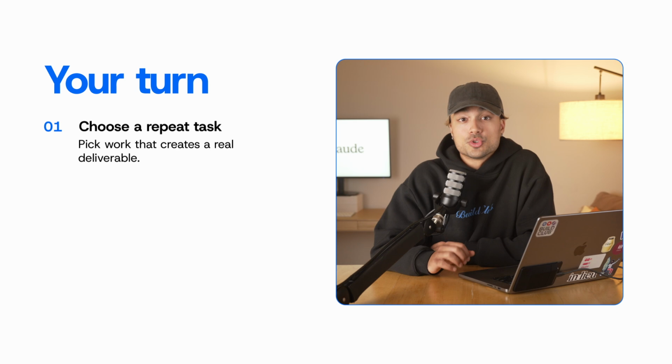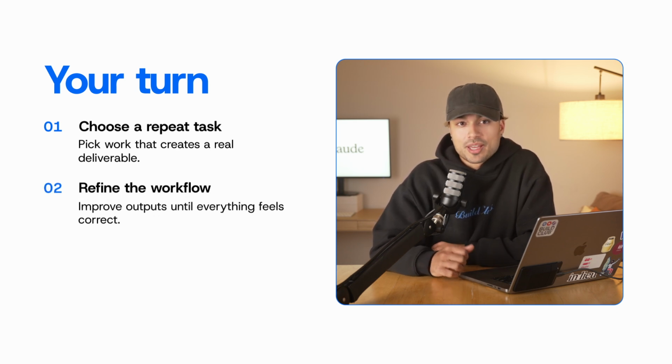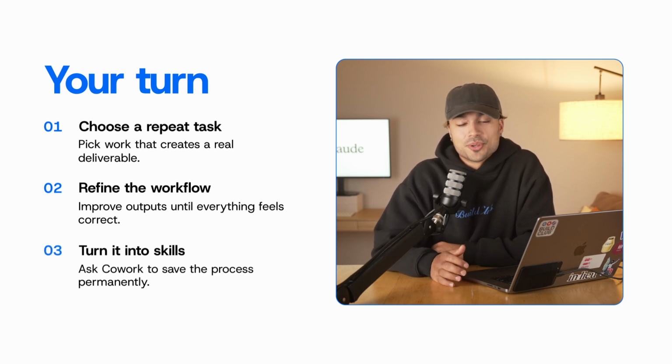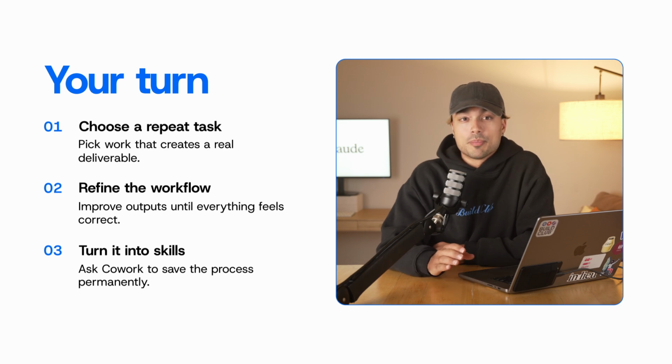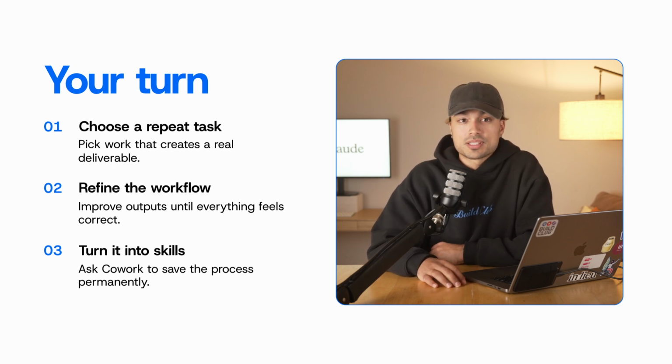Now it's your turn. Pick a task that you do regularly that produces a real deliverable. Do it once with Cowork and refine it until the output is right. Then ask Cowork to turn that workflow into a skill. Also, make sure you head over to the plugin marketplace to see if there are any there that fit your role. You can install one and give it a try straight away.